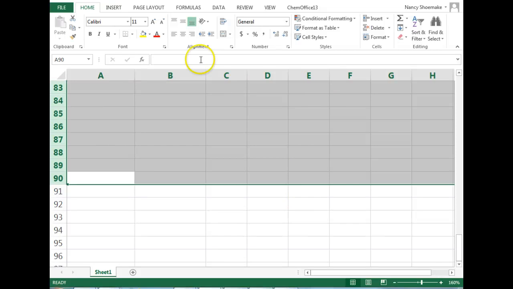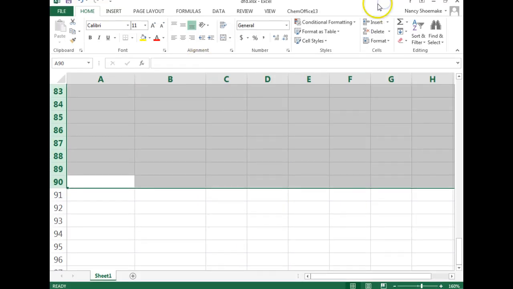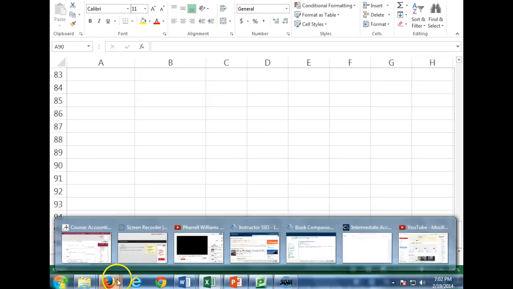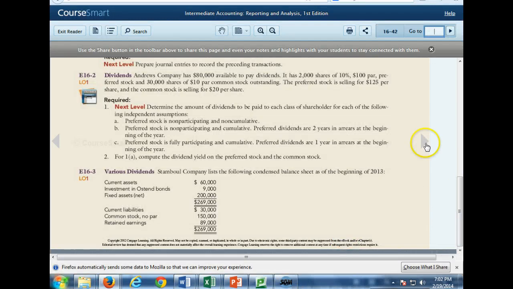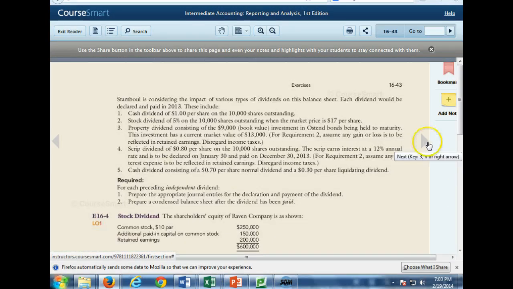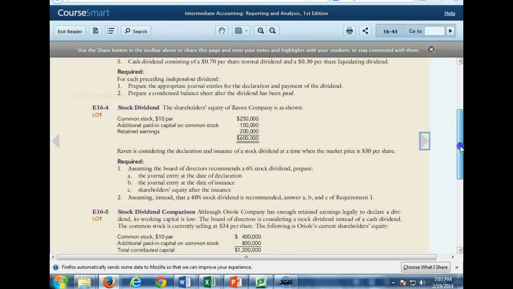So let's fine tune 16.4, and 16.4 will basically go through some journal entries. Let's understand what we're doing.